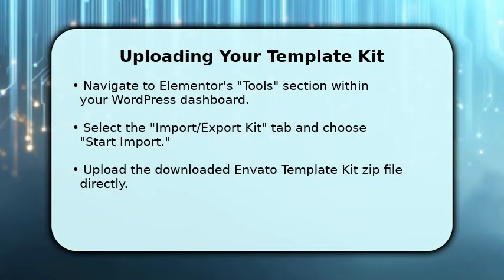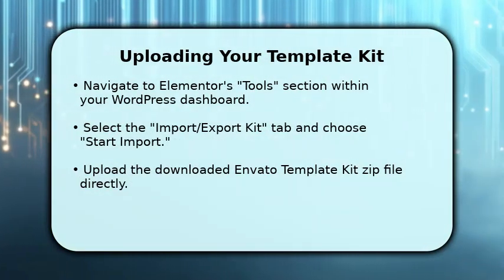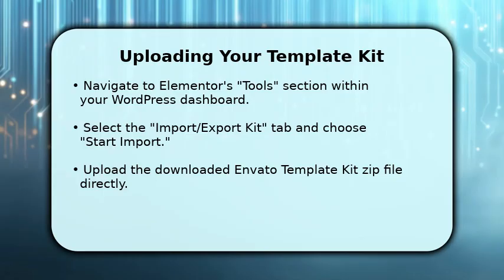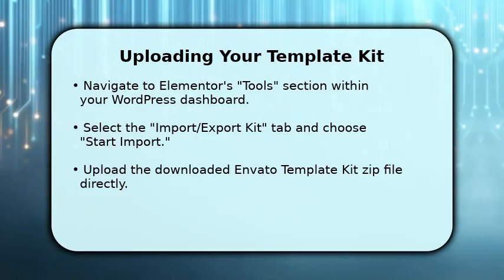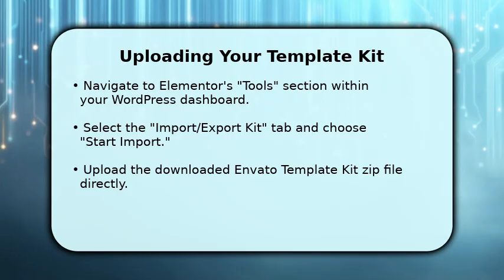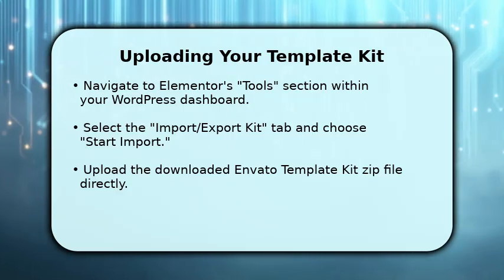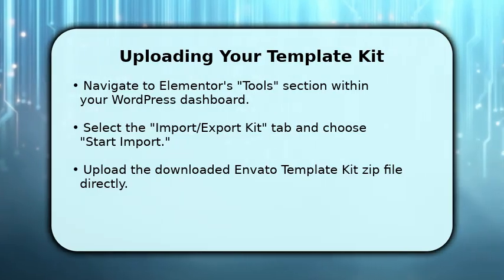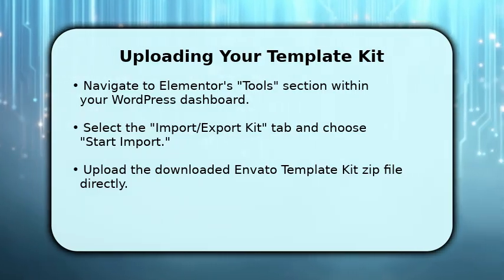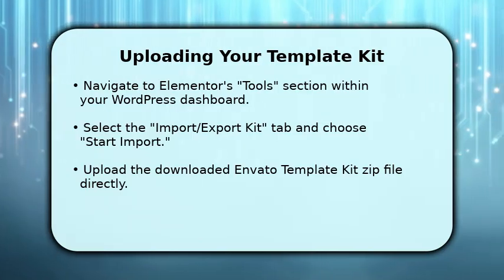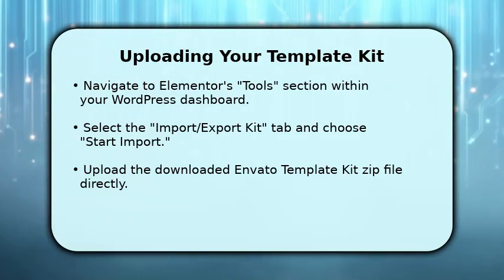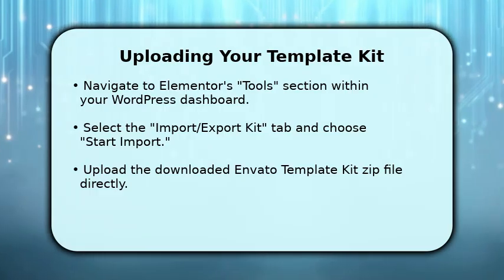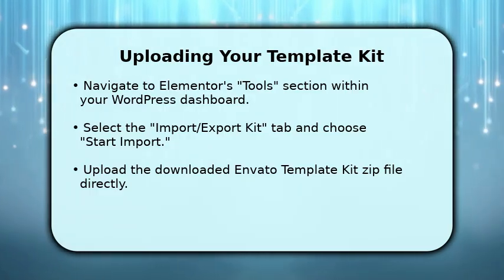Once Elementor is active, navigate to the Elementor menu in your WordPress dashboard. Look for the Tools option, then click on Import/Export Kit. Here, you will find the Start Import button. Click this and select the zip file of your downloaded Envato Template Kit. The system will then guide you through the import process, which typically takes less than 1 minute. This step brings all the kit's pages and assets into your WordPress environment.